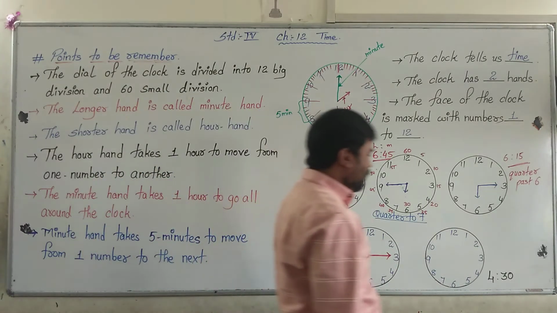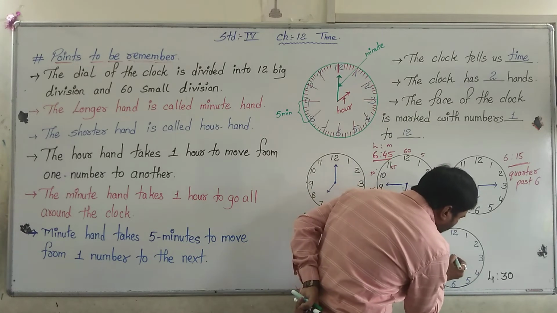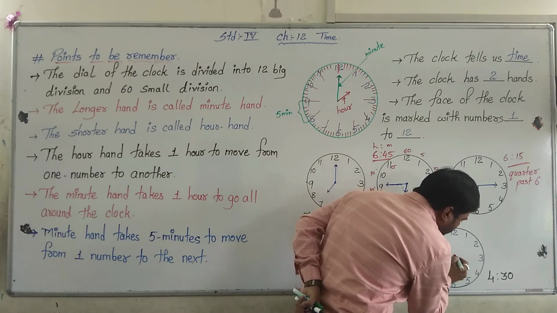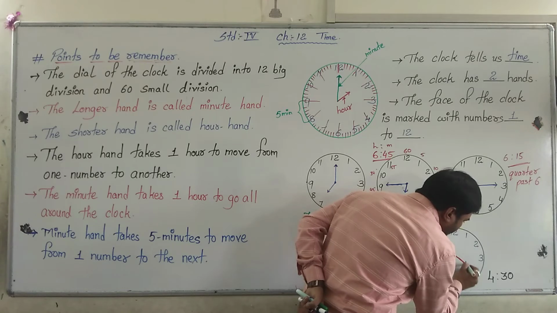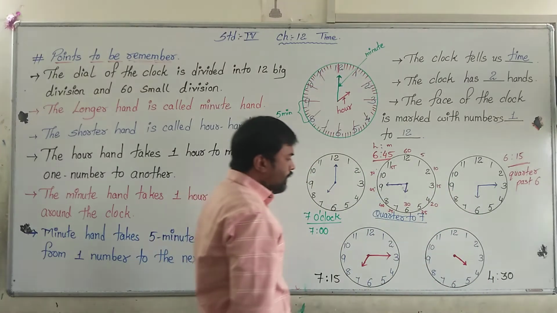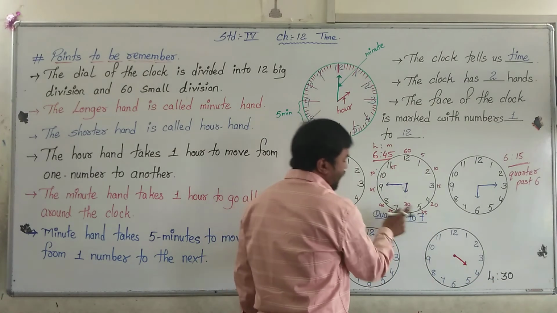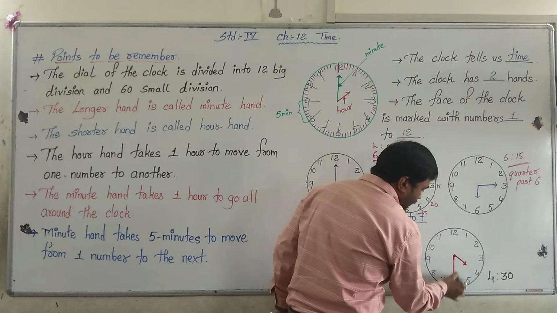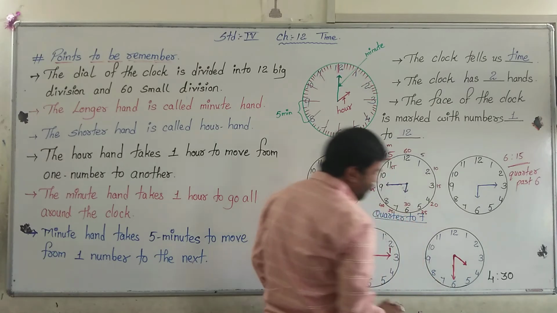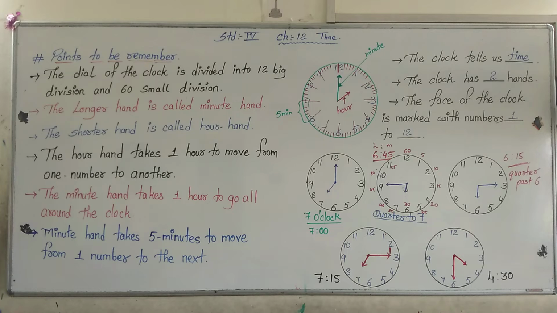Sure. Next, 4:30. Right? So the first one, the hour hand must be at or between 4 and 5. Slightly crossed 4. Right? And how many minutes? 30. What does 30 indicate? 6. So it will be like this. Right? It must be like this. So this is the way we can identify the time and we can represent the time on a clock.